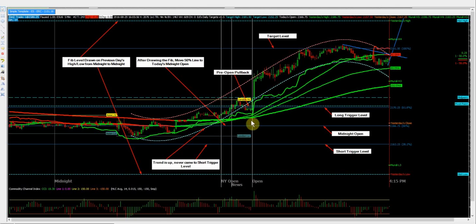Sometimes you can have a pullback anytime between the New York Open at 8 a.m. Eastern Time and 9:30. Watch for that pullback, because it's important. It will prevent you from getting in, say for example up here, and then taking a whole lot of heat as the market pulls back.